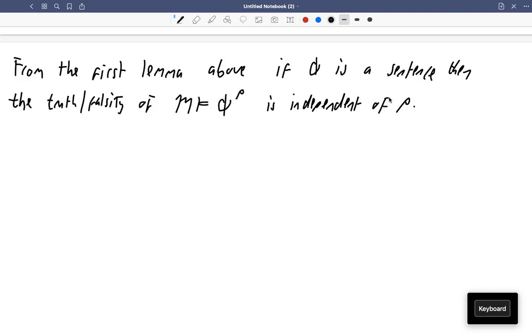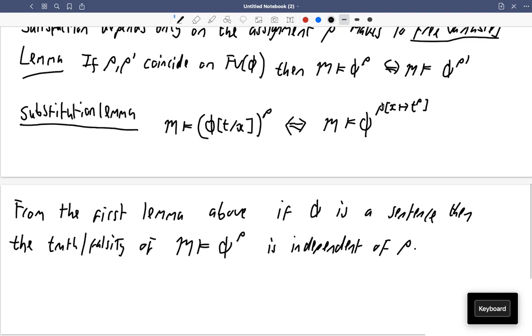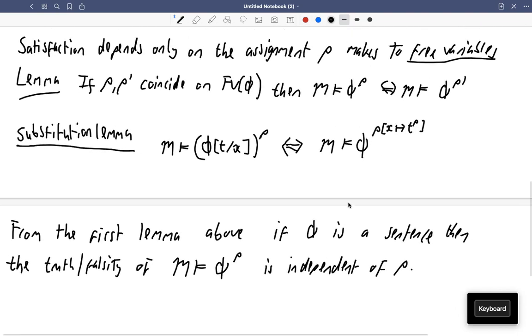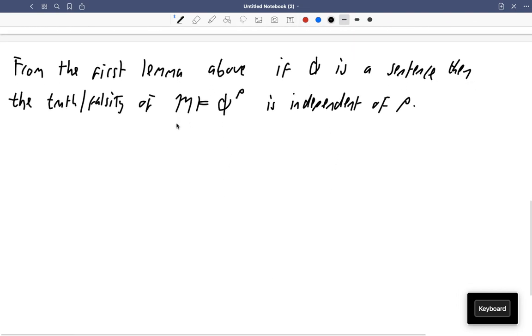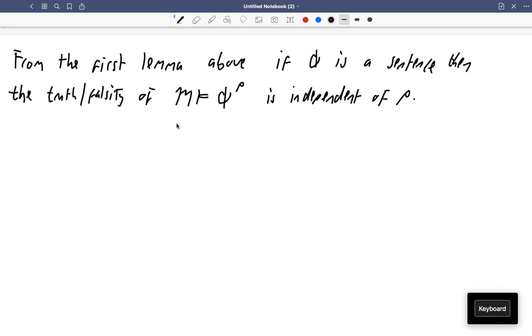Independent of rho. And that's because if phi is a sentence, it has no free variables, and whatever two environments you have, they always agree on no free variables. I mean, if you've got an empty set of free variables, they have to agree. It doesn't matter what they do on the other variables. So in the case that phi is a sentence, we write it simply, so we can just forget the rho.